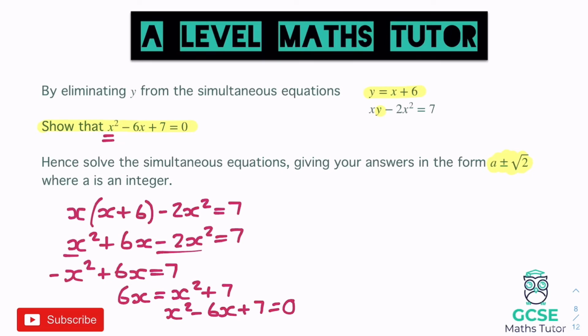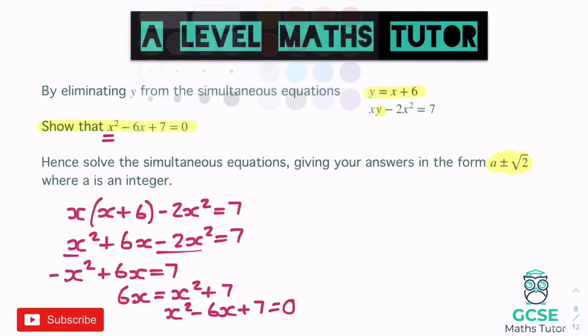But now it says, hence solve the simultaneous equation, giving your answer in the form a plus and minus root 2. And that gives us a hint there that it doesn't factorise. And if you have a look, we've got a 7 at the end. If it was 1 and 7, we couldn't have minus 7 plus 1, because in order to make the negative 6 in the middle, it's positive 7 at the end. Likewise, we couldn't have minus 7 minus 1, because that would make negative 8 in the middle. So it might look like it factorises, but actually it doesn't in this case.